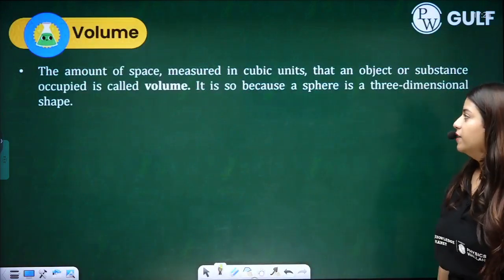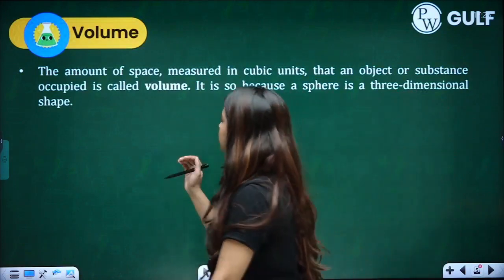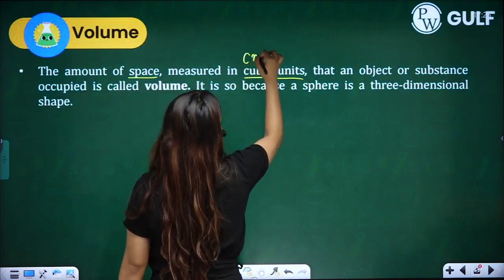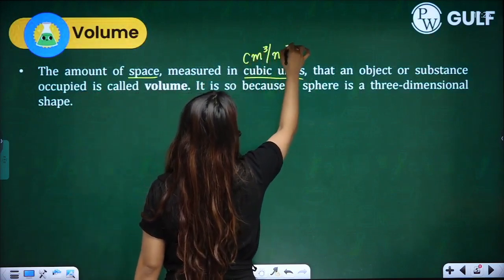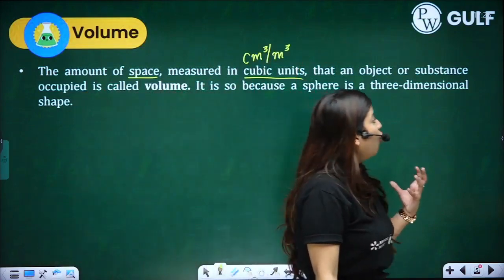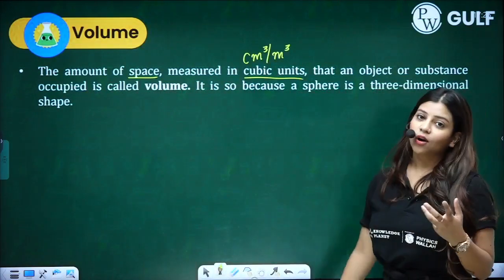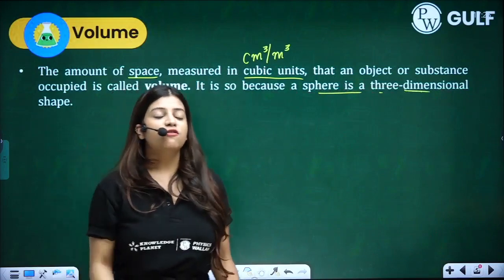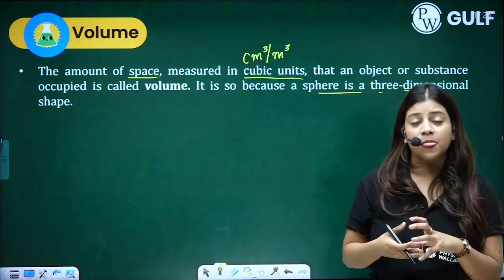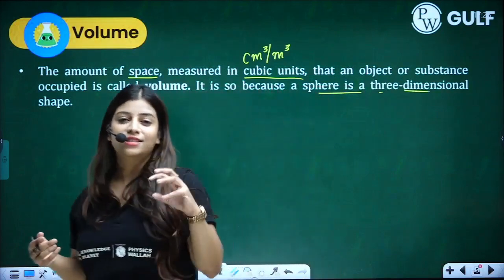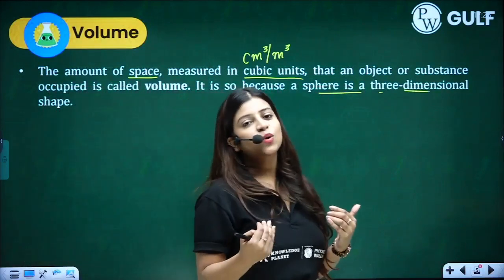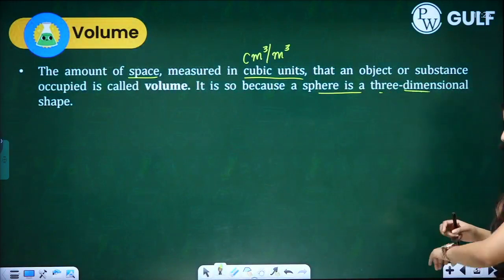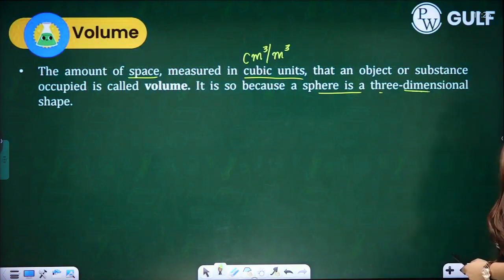The next thing that we have is volume. Now what is a volume, students? The amount of space measured in cubic units, cubic units meaning either centimeter cube or meter cube, that an object or a substance occupies is called its volume. It is so because a sphere is a three-dimensional shape. So whatever occupies a three-dimensional shape, the capacity it has, the space inside it which can be filled, is known as the volume of that particular thing. I hope this is clear with everyone. All right, let's move forward.